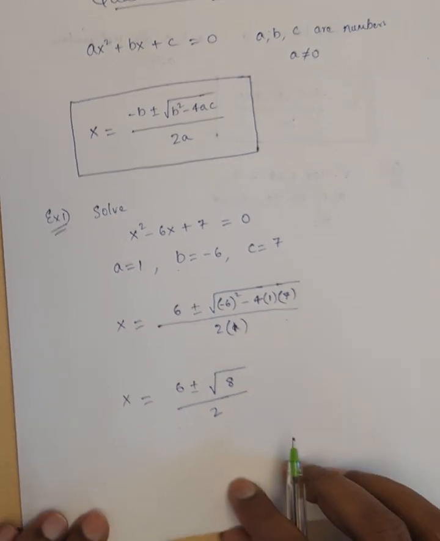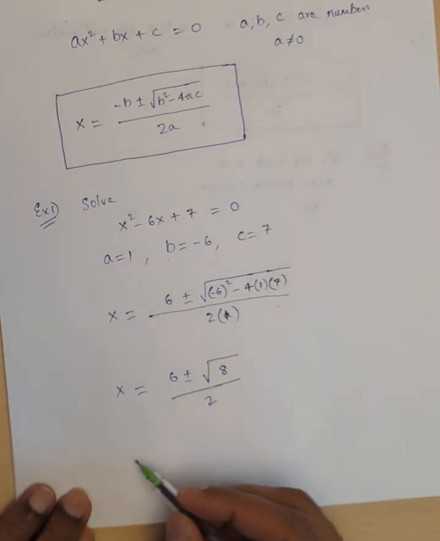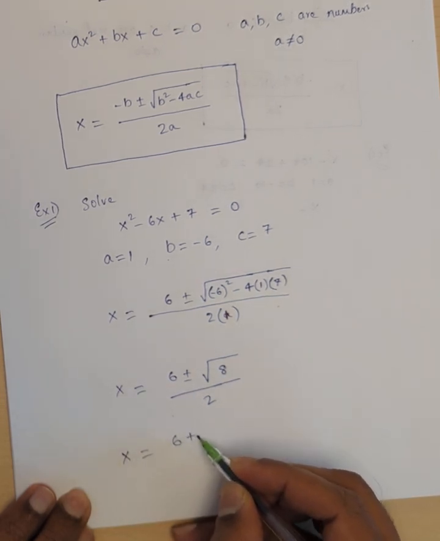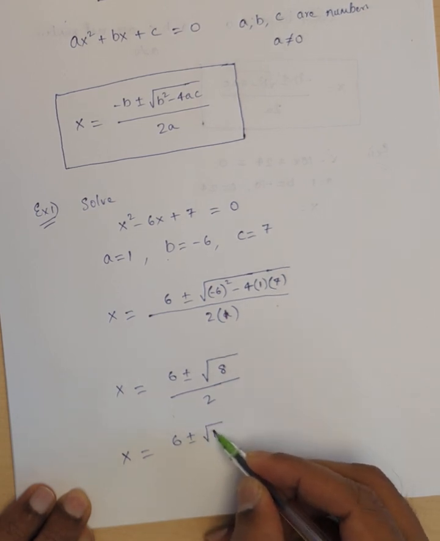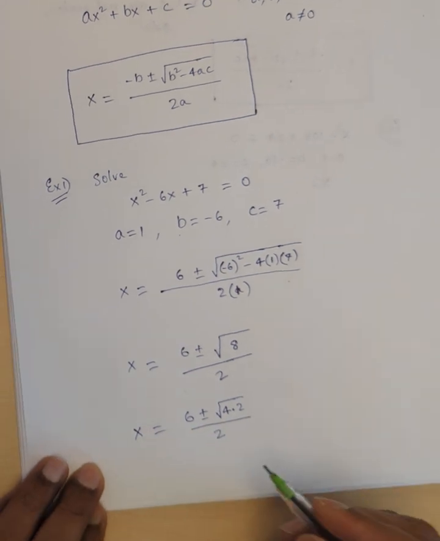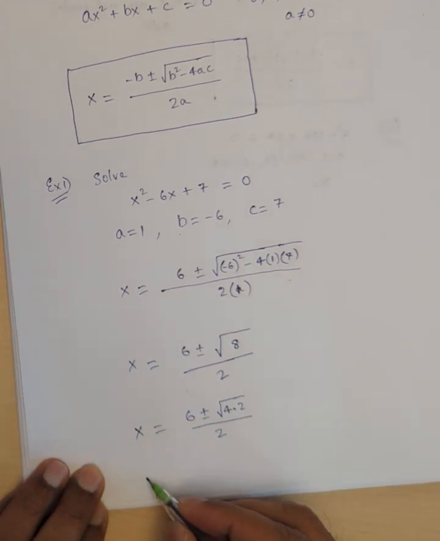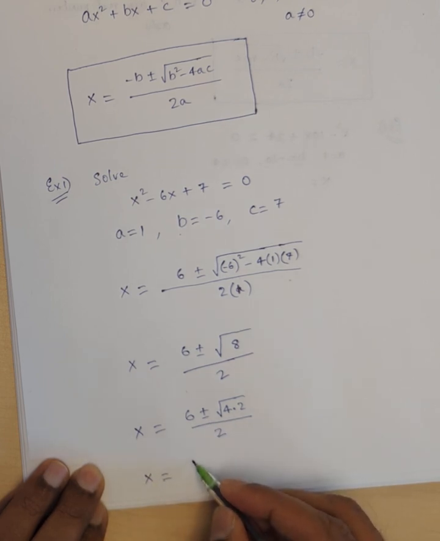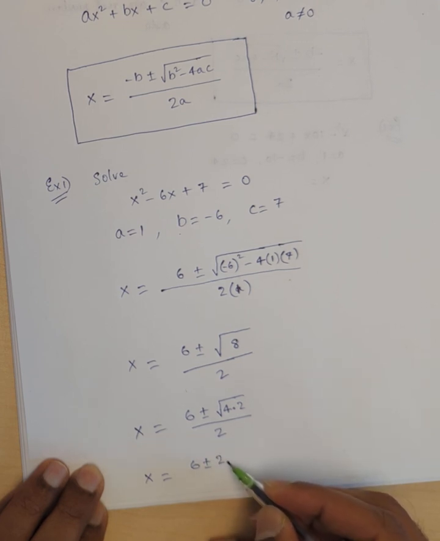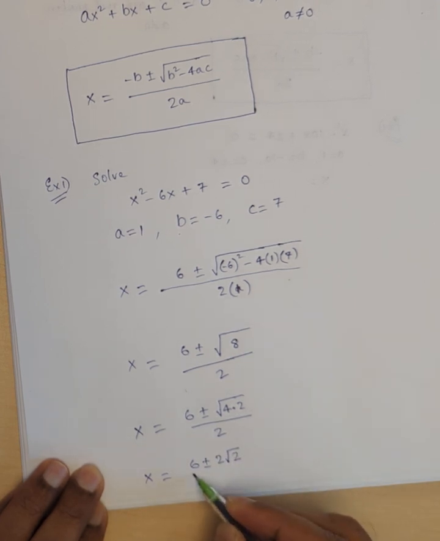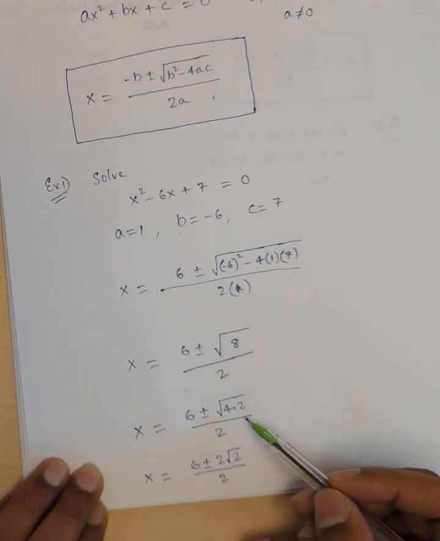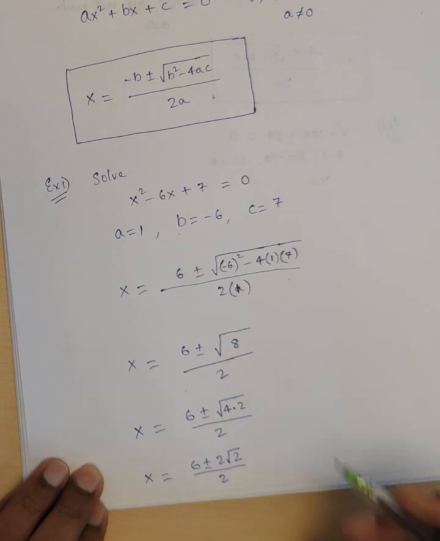Now, there's a video on simplifying radicals. So if you have the square root of 8, then you can break it down as 4 times 2 within the square root, divided by 2. And then you can say that x is equal to 6 plus or minus the square root of 4, which is 2, root 2, over 2. So what has happened here? The 4 has come out of the square root, but the 2 has to stay within the square root.